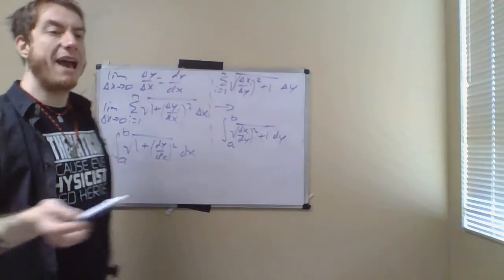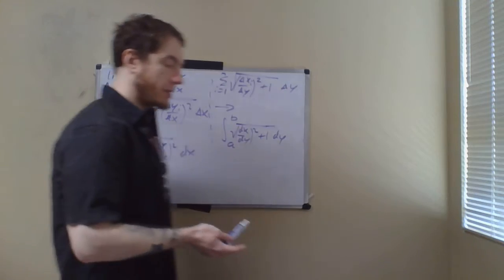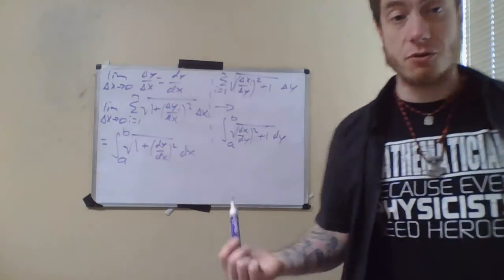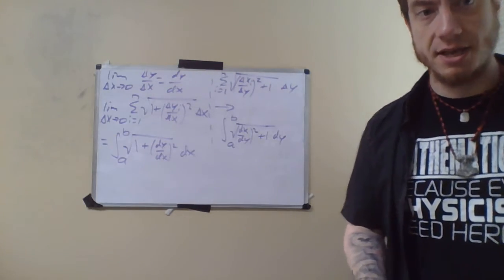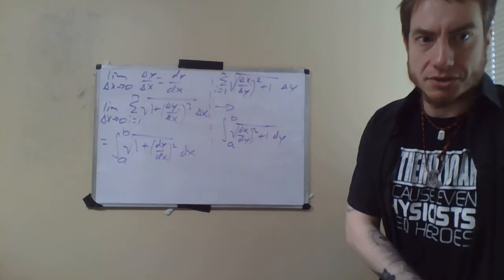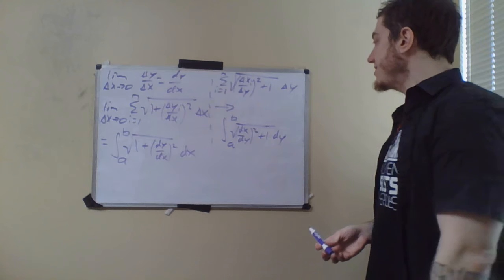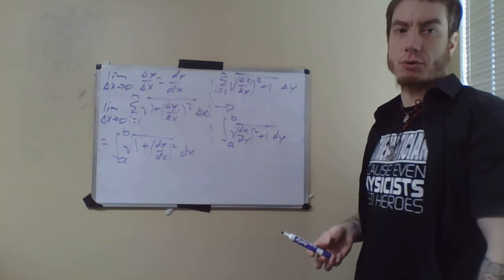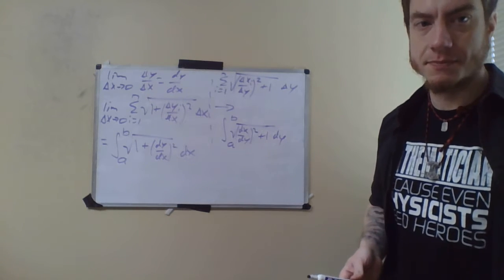Now, good news, bad news situation here. The good news is that, hey, we have this great formula for calculating arc lengths. The bad news, and it's really bad news in a certain sense, is that this is a really tricky integral to do in a lot of cases.